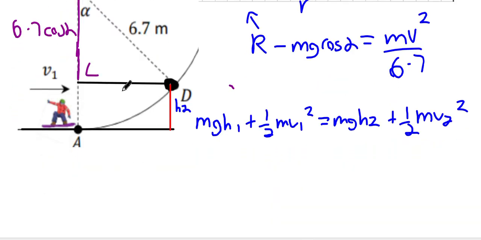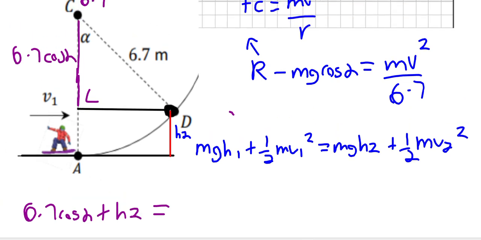Do you want we call the red line? So the purple line plus the red line. So 6.7 cos alpha plus H2 results in what distance? What happens if I drag this all the way over? What happens when I add both of them together? They're the same as the radius of the circle.